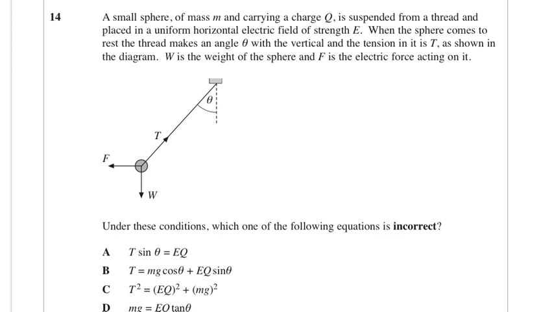So if we resolve vertically, we know that T cos theta equals W. If we resolve horizontally, we know T sin theta equals F. And we know the force would be equal to the field strength times the charge of the object, so the first term is correct. Okay, so this third term here, we can see the tension squared would be equal to the force squared plus the weight squared, so that's just applying vector addition, finding the resultant, so that's going to be correct.